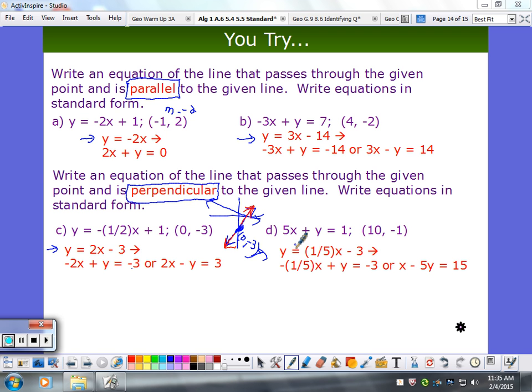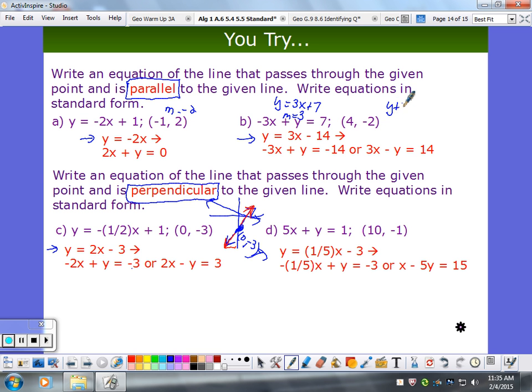B. Okay. So, it's hard to find the slope, so I'll put it in slope intercept form by adding that 3x. So y equals 3x plus 7, right? So what's the slope of this one? 3. Parallel lines have the same slope, right? So then it's this point and this slope.